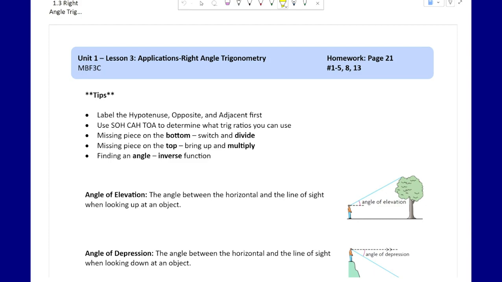We then had a summary, depending on what we're looking for. If we're looking for a missing side, there's two options. Either the missing piece is on the bottom, in which case our process is we're going to end up switching and dividing, or the missing piece is on top, which means we would bring up and multiply. So that was a summary of the process for solving for a missing side. And when we're trying to find an angle, we use the inverse function.